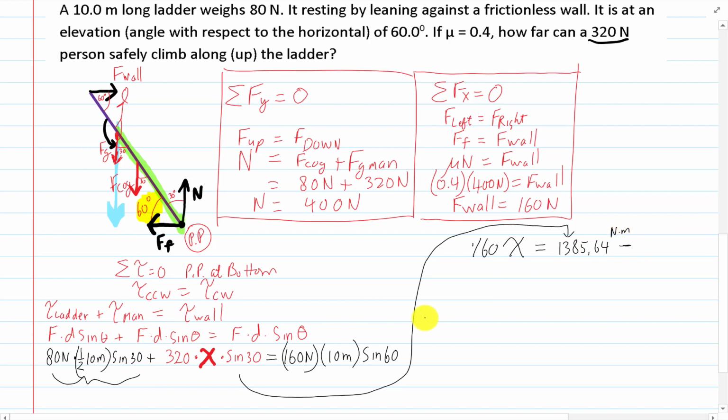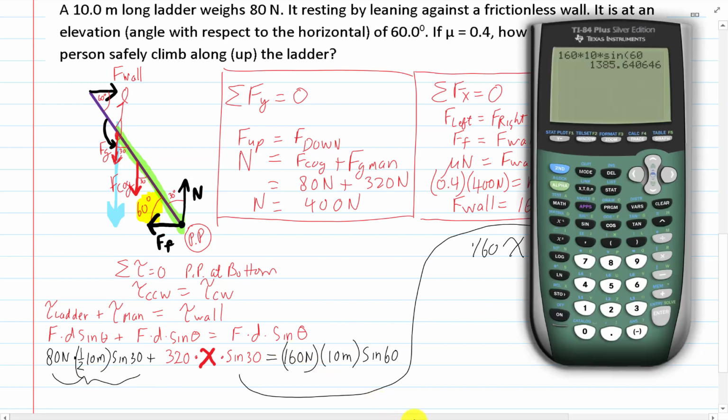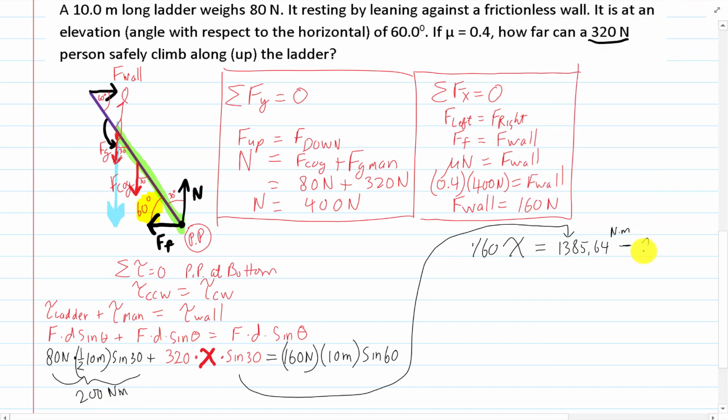And the other one is 1/2 of 10 times 80. Okay, so 10 times 80 is 800, times a half is 400, and the sine of 30 is another half, so that'll be 200. So the torque caused by the ladder is 200 Newton meters. So we have to subtract 200 Newton meters from here.